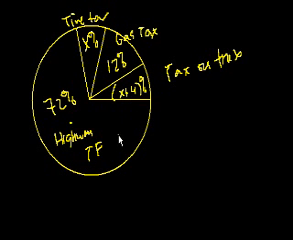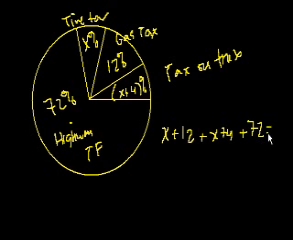According to the graph above, what percent of the funds for highway maintenance came from the tax on tires? Okay, so we need to solve for X. So let's think about it. X plus 12 plus X plus 4, right? That's this, plus 72 has to equal 100%, right? Let's see, we have two X's. Get those out of the way. And then, what is this equal to? 12 plus 4 is 16, right?